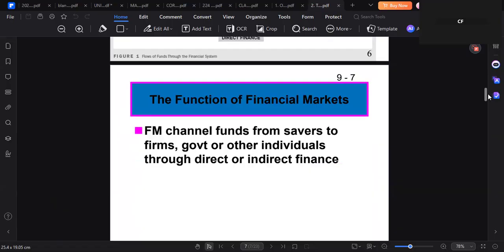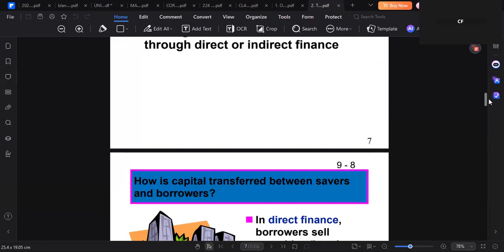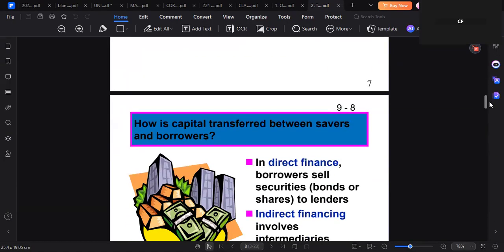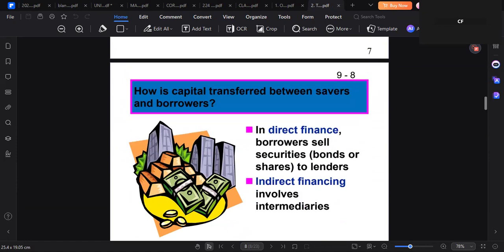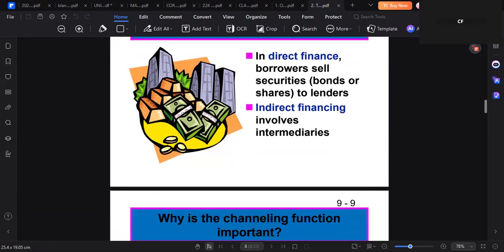So the functions of the financial markets is that they will channel funds from the savers to government or other individuals, directly or indirectly. Now, how is capital transferred between these two parties? So in indirect finance, borrowers will sell their funds using intermediaries. In direct finance, borrowers will sell these securities directly to the lenders by issuing bonds or buying these shares.